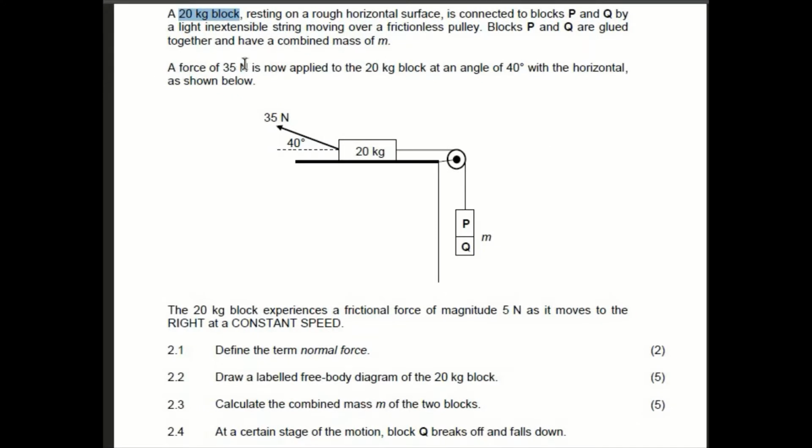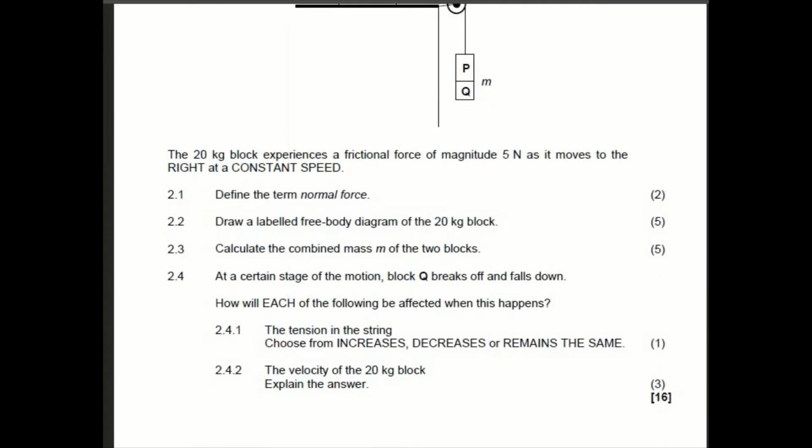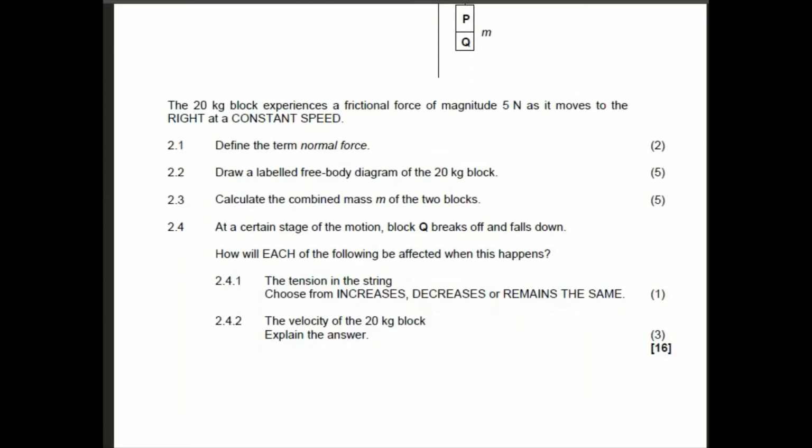M. A force of 35 newtons is now applied to the 20 kg block at an angle of 40 degrees with the horizontal. You see this force is acting in a diagonal direction, making an angle of 40 degrees with the horizontal as shown below. The question continues to say that the block experiences a frictional force of magnitude 5 newtons as it moves to the right at a constant speed. It's moving at a constant speed, which means it's not accelerating; its acceleration is 0.